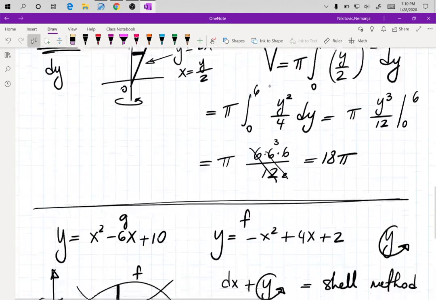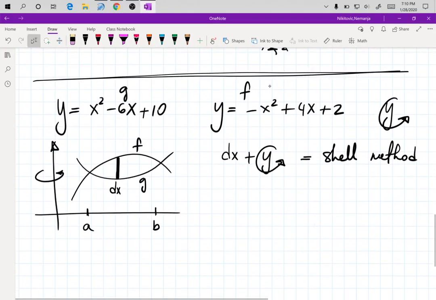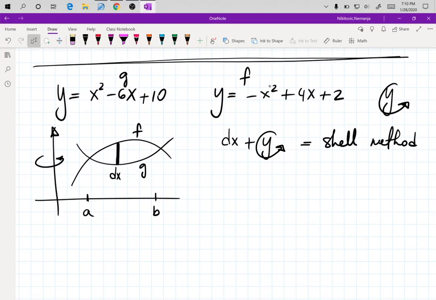So the problem forced me to use y rotation. The functions are forcing me to use dx. You can't flip these functions into x equals, right? That's why I say the functions are forcing me to use dx. I can't write those functions as x equals blah, blah, blah, y. So the functions are forcing me to use dx, and the problem is forcing me to use y rotation, so we use the shell method.